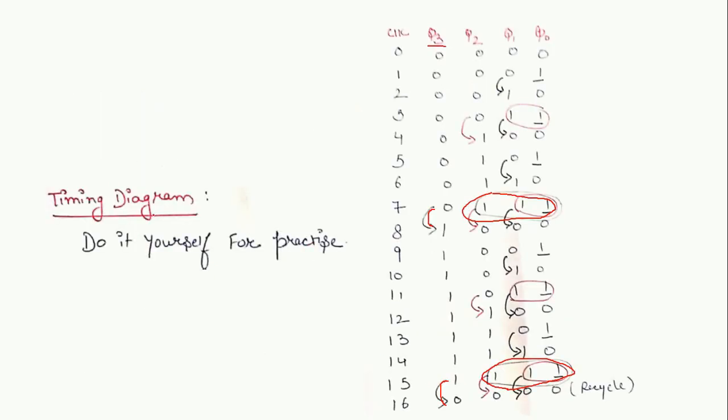For the timing diagram, you can practice the same by yourself, and you need to design a total of 16 clock cycles as per the truth table, and you can design the same for positive edge triggering.